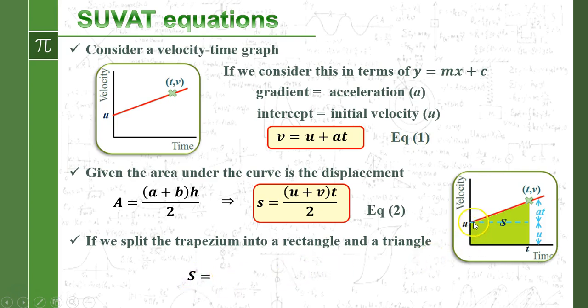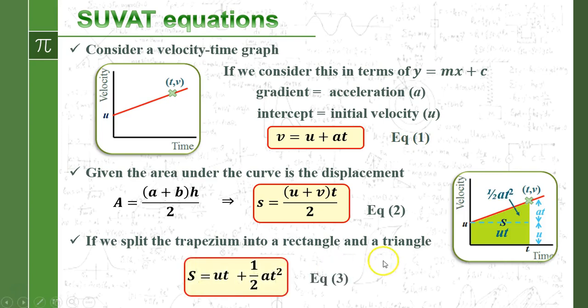S equals area of the rectangle, that's just going to be u times t, so that's that bit. The triangle here, half base times height. The base is t, the height is a times t, so we've got half at squared. And there we go, so that is another way of calculating the displacement. And you might be thinking, why have we got 2 formulas that basically do exactly the same job? Well, the reason for that will become clear in a little moment's time.